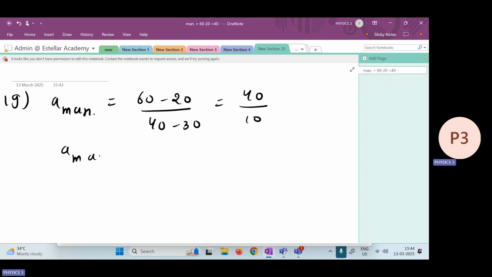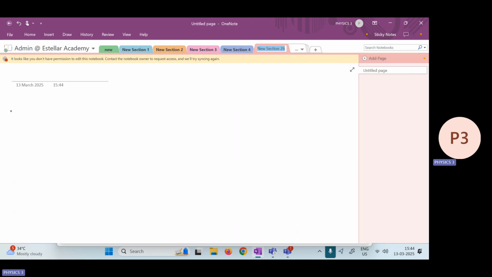So mx comes out to be 4 meter per second square. Sorry, velocity was given in centimeters. So mx would be 4 centimeter per second square. Right? Now let's go for the next question, the 20th question.